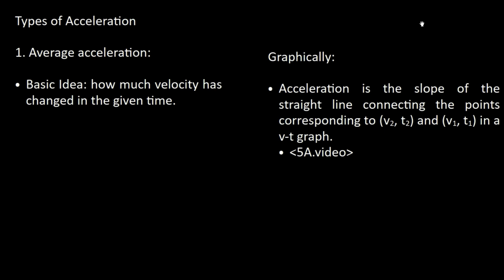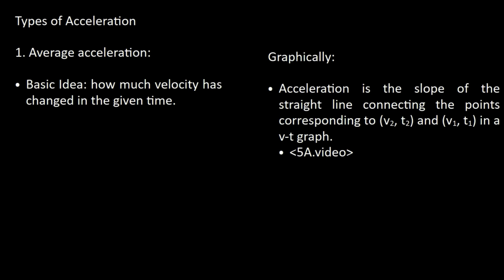We're looking at types of acceleration now. So we understood acceleration. Now we are looking at types of acceleration. The basic idea is how much velocity has changed in the given time. Okay. So average acceleration is to do with, we are not looking at how complex the velocity is changing and how rapidly or what is the rate at which the velocity is changing every second. No, we're not doing that. We're just going to average it out.